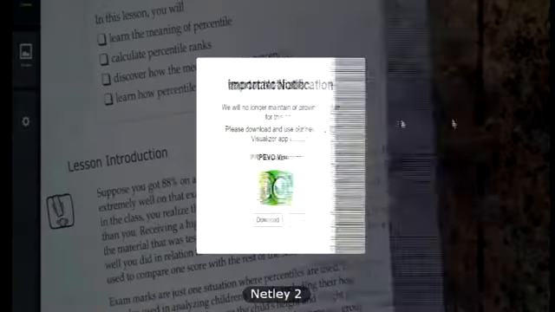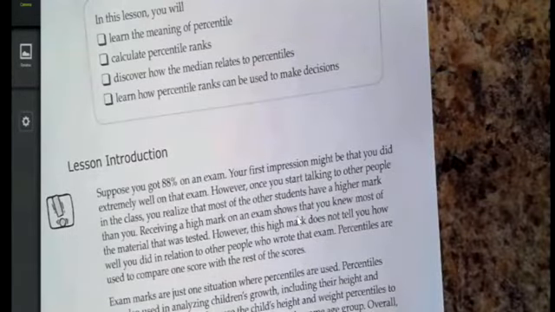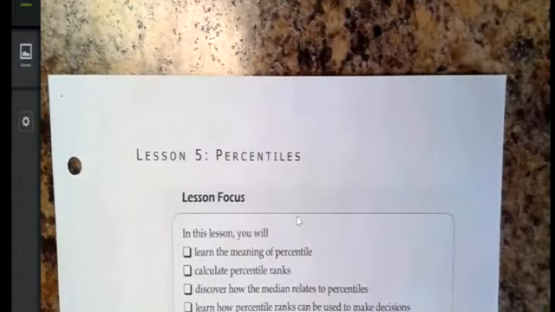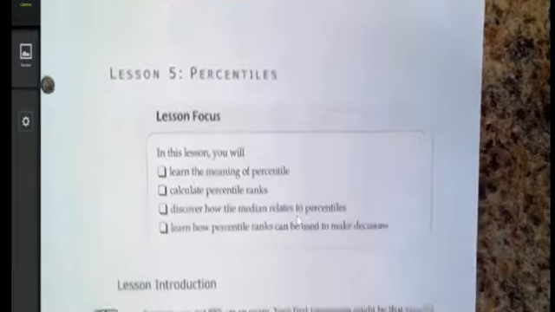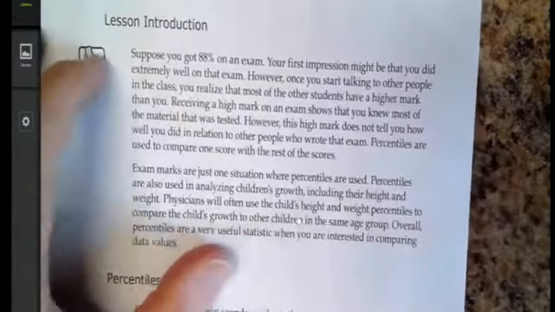Let's get on with the remainder of this unit. The concept of percentiles. What is a percentile? You will find this begins on page 67. Lesson 5, percentiles, page 67. And they provide a nice example that shows nicely what a percentile is.